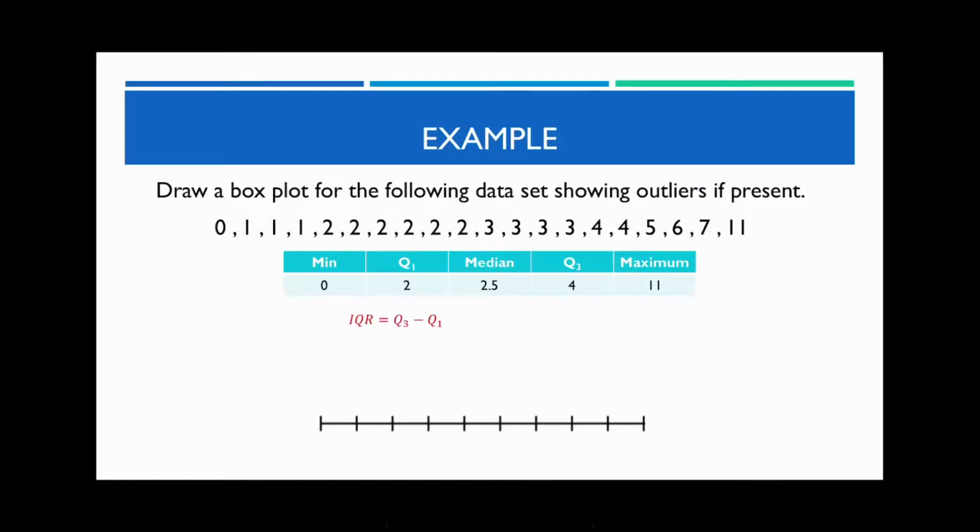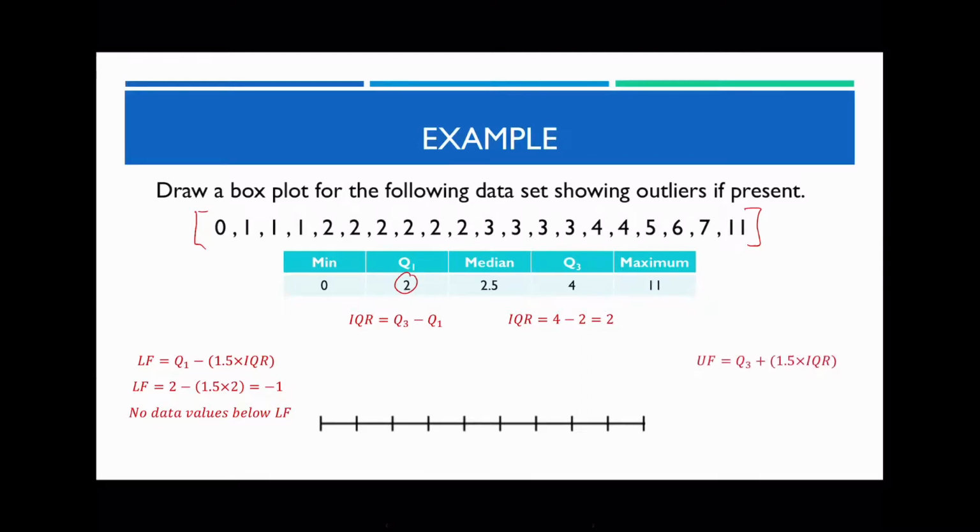So our IQR is Q3 minus Q1, and therefore it's going to be 4 subtract 2, which is equal to 2. Now we can find out what our lower fence is going to be. I just substitute the values in. I know that Q1 is equal to 2, so it's going to be 2 minus 1.5 times 2, which is the IQR, and that will give you a value of -1. Next, we look at our data set to see, are there any values that are less than -1? In this case, there are none, so there are no outliers below the lower fence.